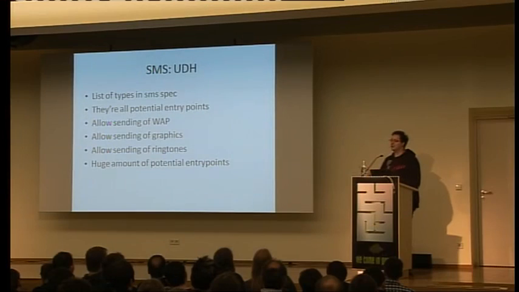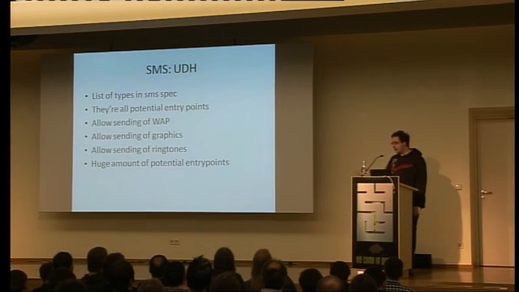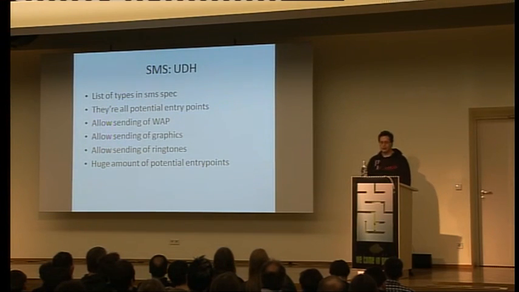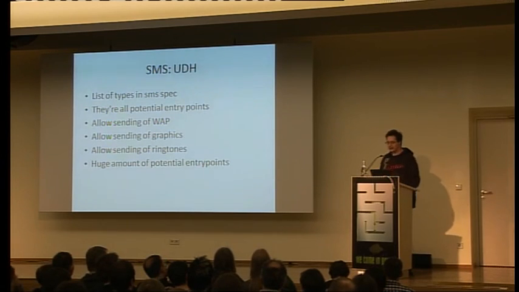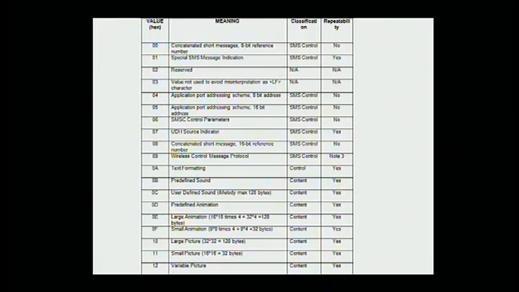Basically, the type says what kind of content it is, or what kind of specific application type SMS I am going to be. And all of these are potential entry points if you want to go and break phones. They allow sending of WAP and graphics and ringtones. And there's a spec that defines this stuff, and the list is huge. And all this stuff potentially gets parsed by phones.